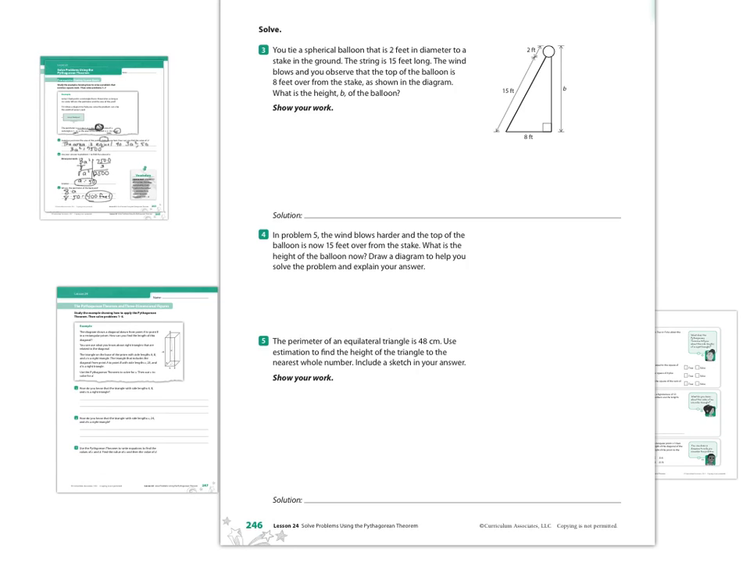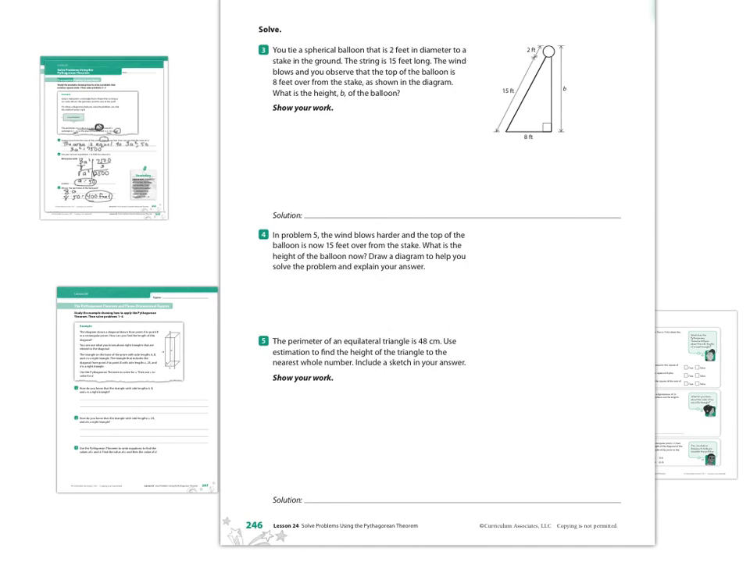Okay, taking a look at number 3, you tie a spherical balloon, which just means a circular balloon that is 2 feet in diameter, to a stake in the ground. The string is 15 feet long, the wind blows, and you observe that the top of the balloon is now 8 feet over from the stake, as shown in the diagram. What is the height of B?